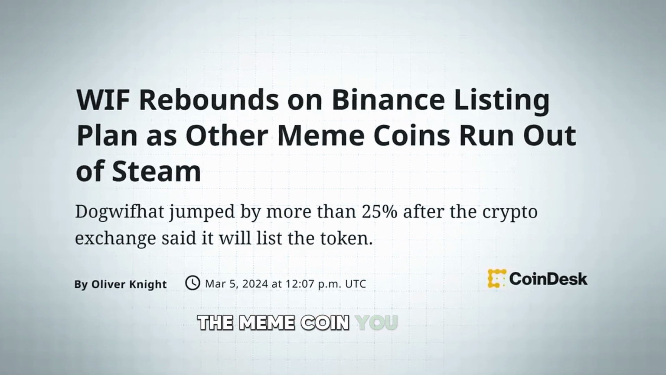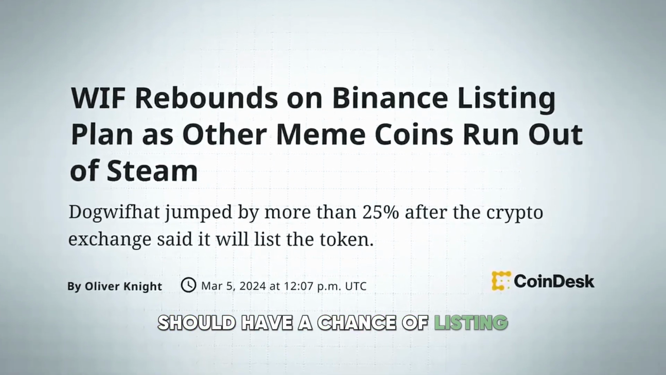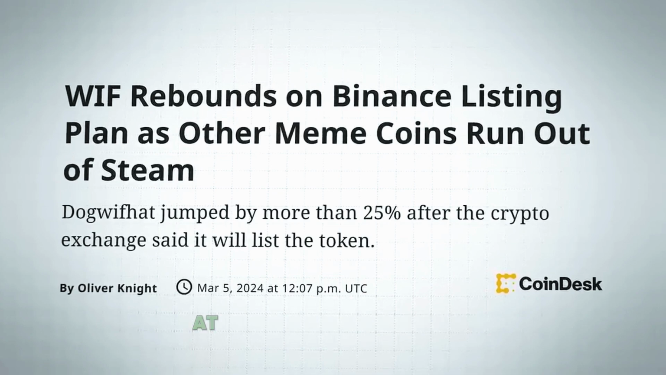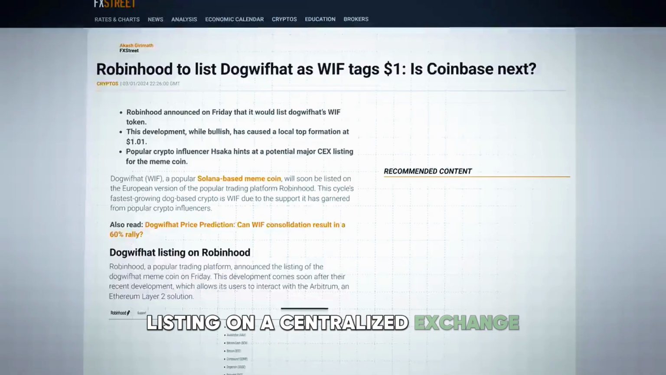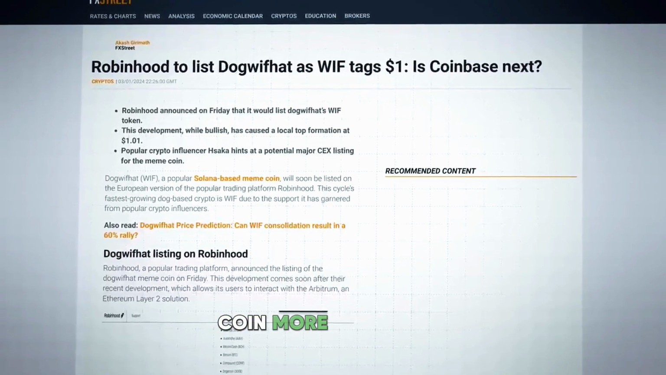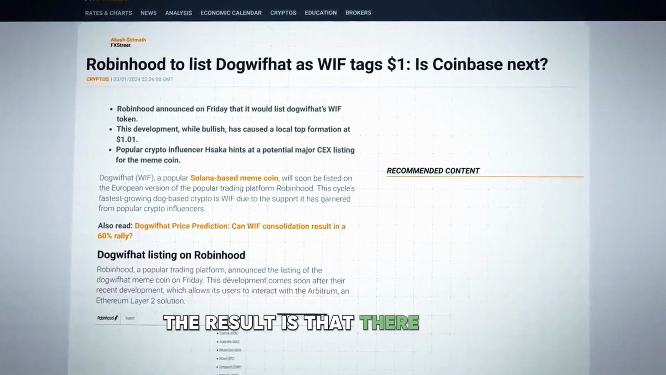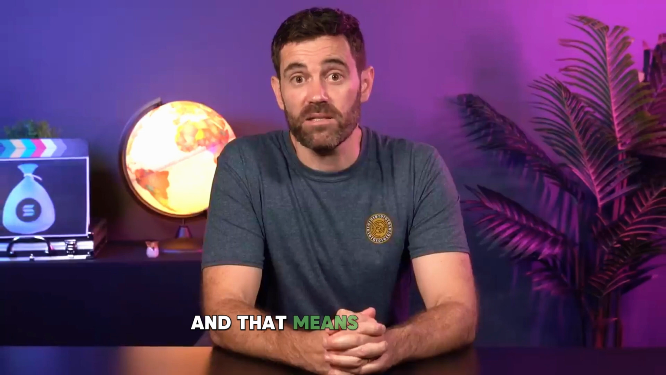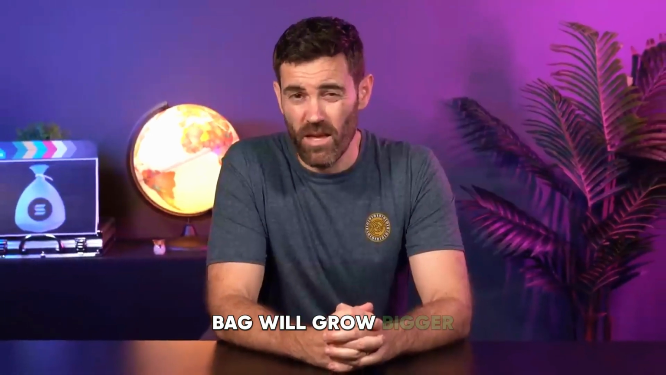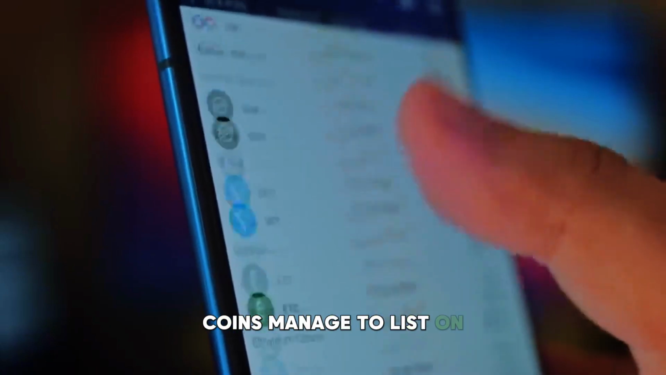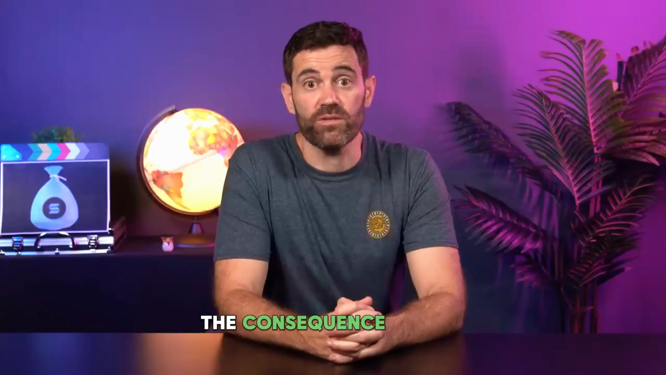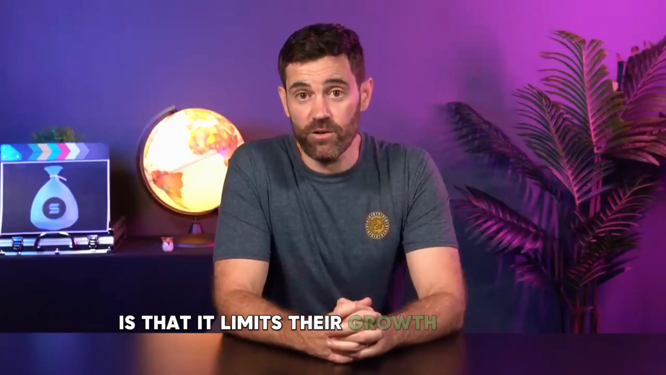Ideally, the meme coin you chose should have a chance of listing on a centralized exchange at some point. This is ideal because listing on a centralized exchange will make that meme coin more accessible. The result is that there should be more investment, and that means that your bag will grow bigger. The catch, though, is that not all meme coins manage to list on centralized exchanges. The consequence of this is that it limits their growth potential.